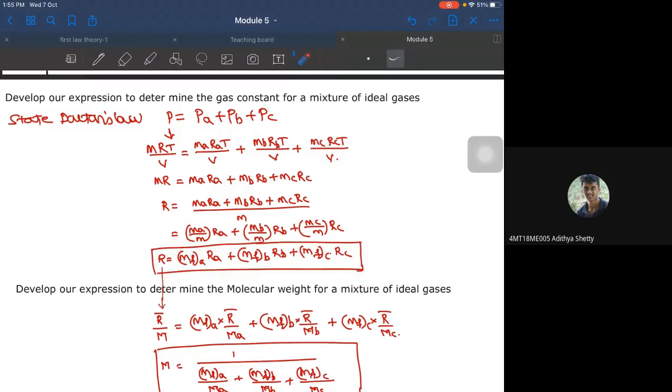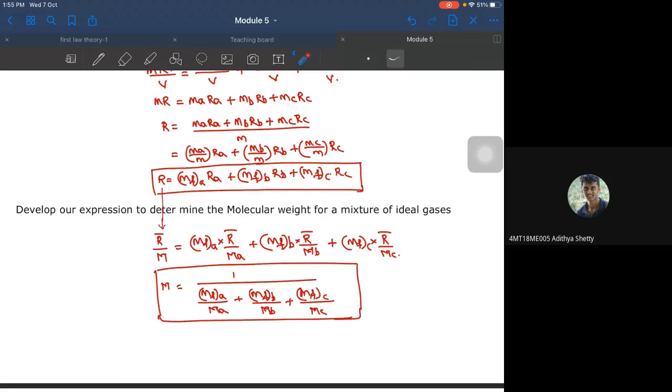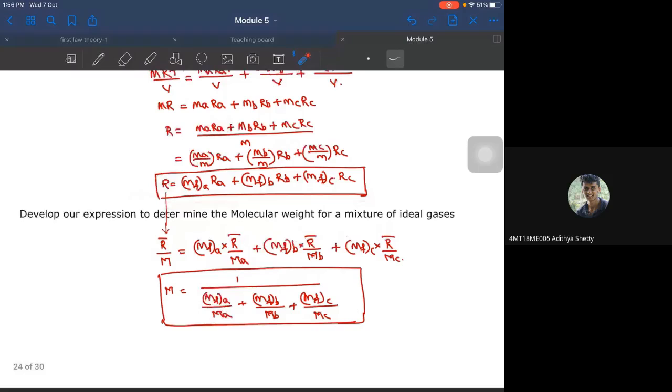Suppose if in case he asks, develop an expression to determine the molecular weight of the mixture of ideal gases. If he asks in such a way, what you have to do, first you have to derive for the gas constant expression, similar to up till here, everything is same. The same thing from the Dalton's law, you have to derive it. After deriving it, you have to start from this particular expression.